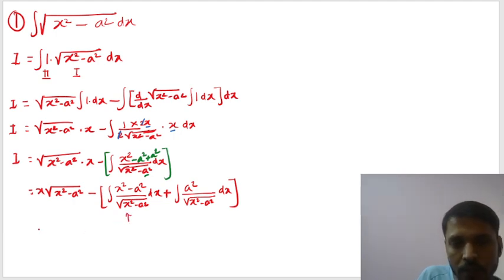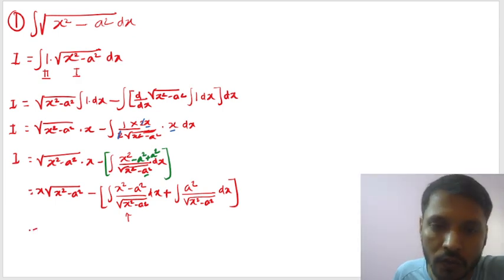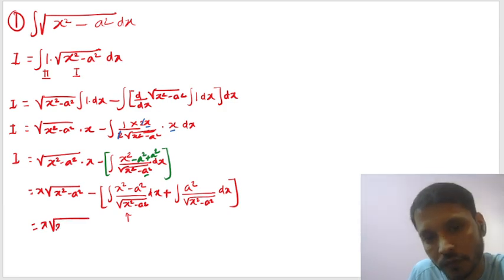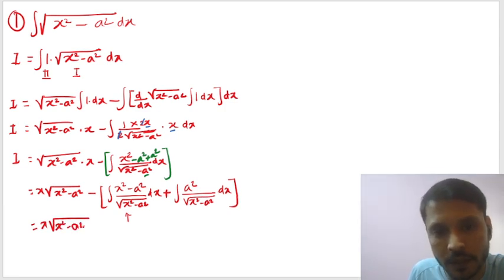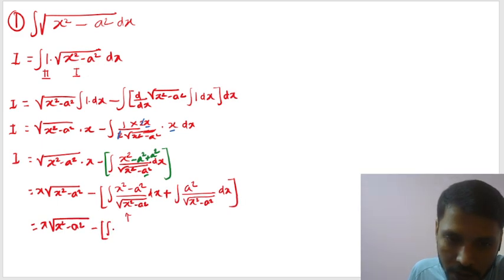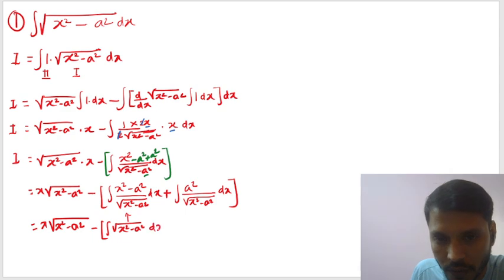So what will be the rationalization of that? Multiply and divide by the under root of x square minus a square. So the first term will be as it is, x square minus a square. Here inside the bracket we will get integration of under root of x square minus a square into dx.